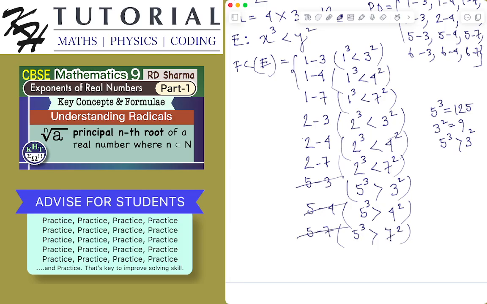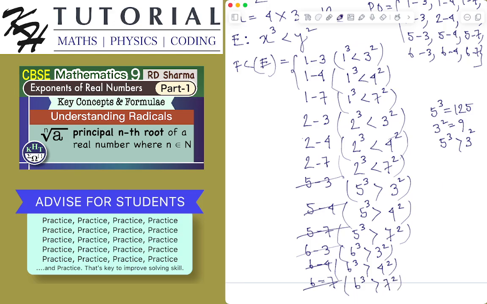Definitely you can see that 6, 3, 6, 4, 6, 7 will also be not favorable to the event E. 6, 3: 6 cube is greater than 3 square, so 6, 3 is not favorable to event E. 6, 4: 6 cube is greater than 4 square. And finally 6, 7: 6 cube is greater than 7 square. So the outcome 6, 7 is also not favorable to the event E.